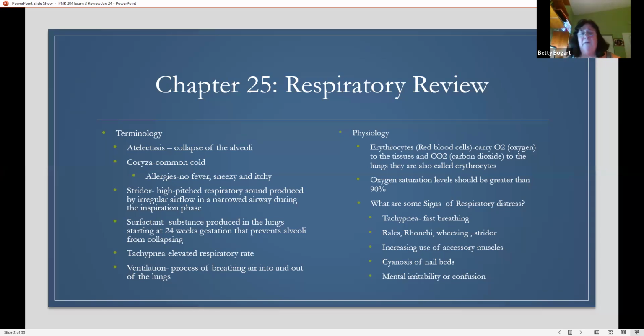So tachypnea, breathing fast; coryza, common cold; and atelectasis is what we get when we don't do coughing and deep breathing postoperatively. Those little alveoli collapse. And then what happens? You're not collecting oxygen because that's where it happens. What carries the oxygen is your erythrocytes. That's why we need a good hemoglobin and hematocrit, because it carries them around. All right.